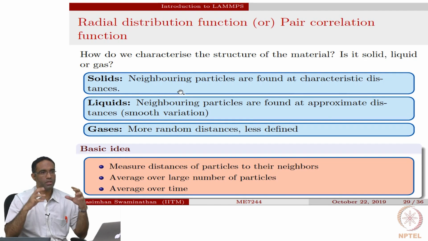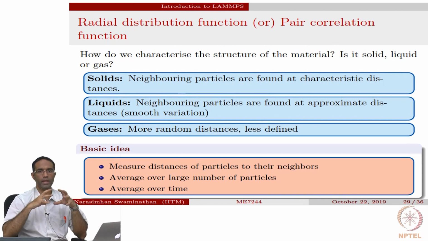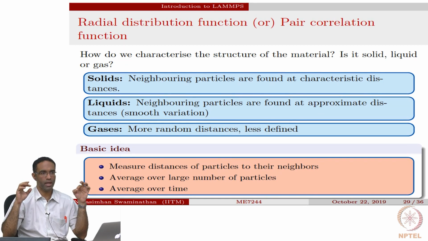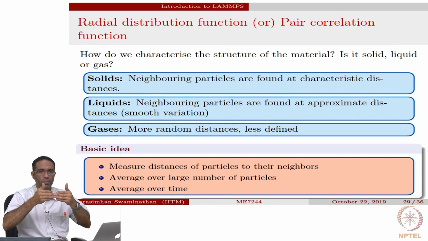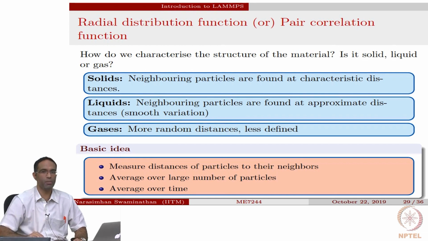So if you consider a solid, all the atoms are arranged in a periodic manner, right? So if you sit on any atom and start going away from that atom, for some distance you are not going to find any new atoms, right? But suddenly at a specific distance, you will start seeing a certain number of atoms, right? That's basically the first nearest neighbor to that atom.